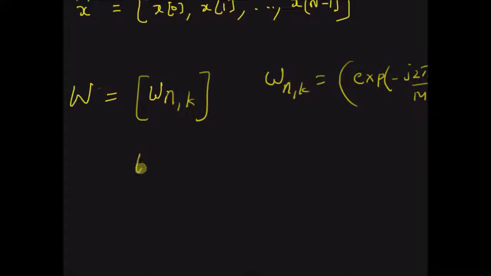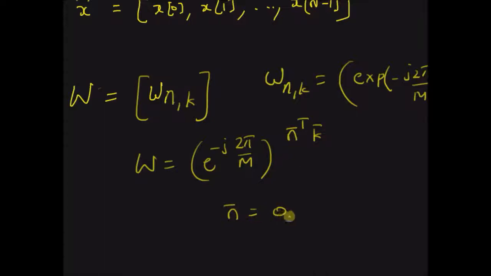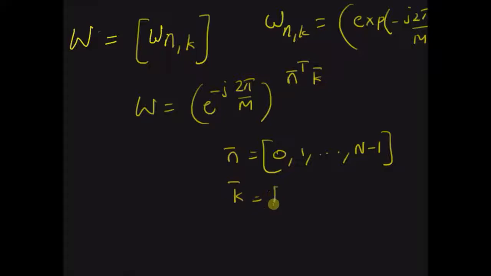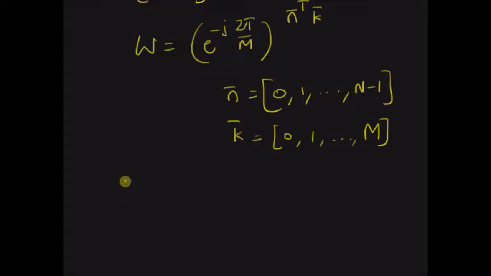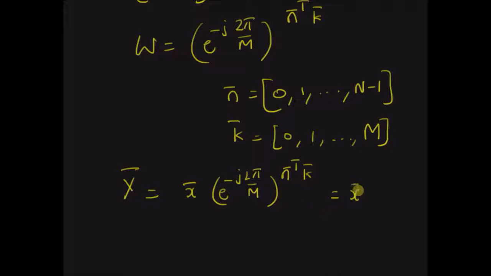In the matrix form, W can also be written as e power minus j 2 pi over M power n bar transpose k bar, where n bar is the vector consisting of values 0, 1 up to N minus 1, and k bar is the vector consisting of values from 0 to M. Therefore, the DTFT in matrix form can be written as X bar is equal to the product of the vector x bar, that is the time sequence, multiplied by e power minus j 2 pi over M power n bar transpose k bar, which is the same as x bar multiplied by W.